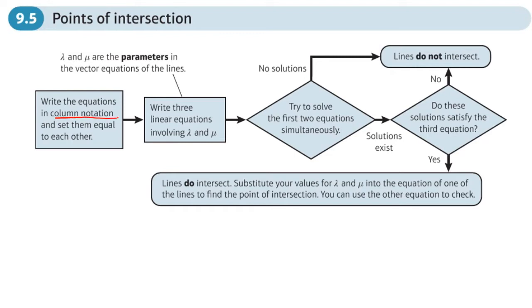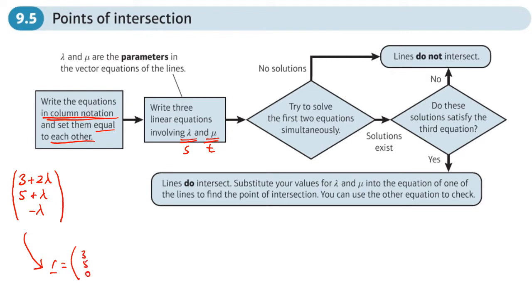in column form. Okay, then once you've got them written in column form, and they will both have different scalars, so it may be lambda and mu, it might be s and t. Okay, we set them equal to each other, so you might have something like 3 plus 2 lambda, 5 plus lambda, negative lambda, so that might be one line, and what that came from would have been something like this: r equals (3, 5, 0) plus lambda (2, 1, -1).